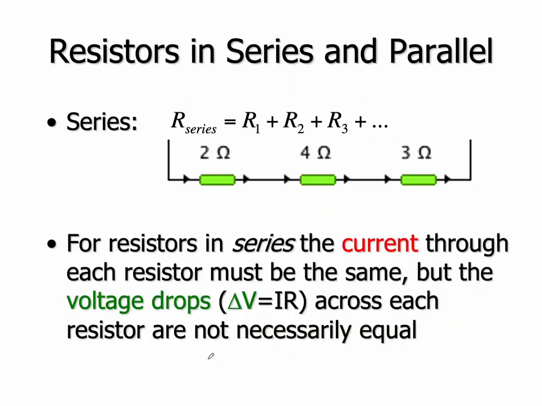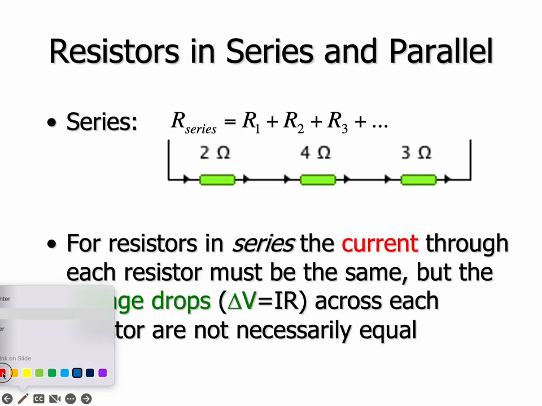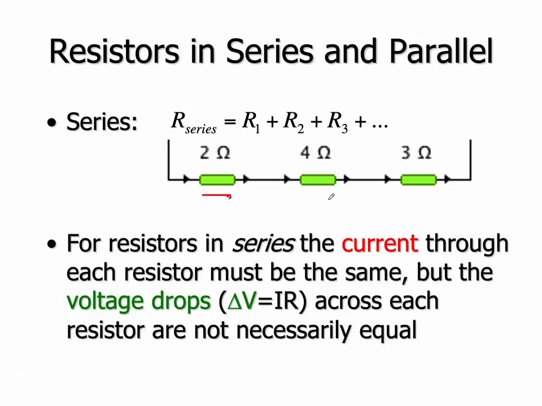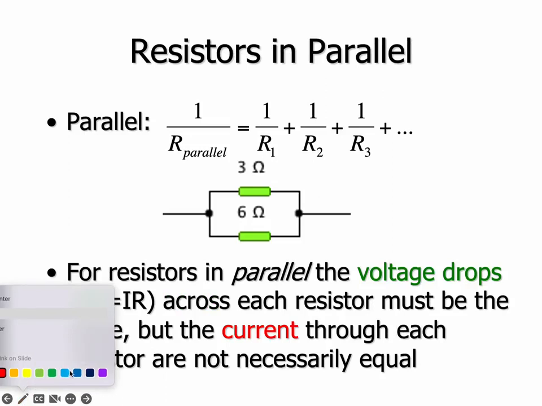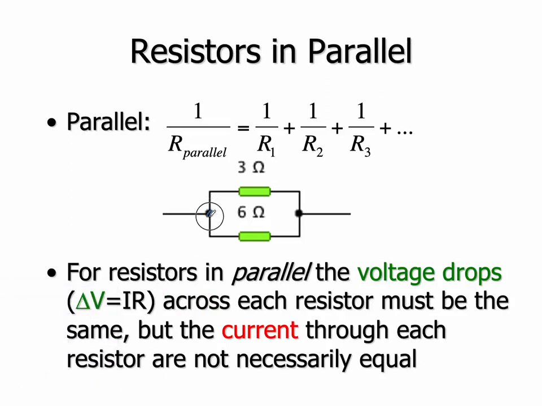For resistors in series, the current for each one of these has to be the same. There's no way for it to change anywhere. What's true about resistors in parallel? Well, resistors in parallel, the voltage drop has to be the same. Whatever the voltage is here, say for example 12 volts, and let's say over here it's 6 volts, the voltage drop across each one of these has to be 6 volts. Delta V is going to be 6 volts if the charge goes through this one, or 6 volts if it goes through the bottom one.